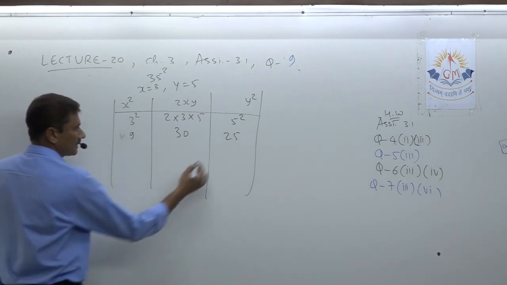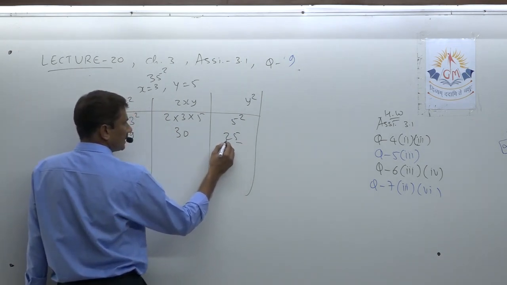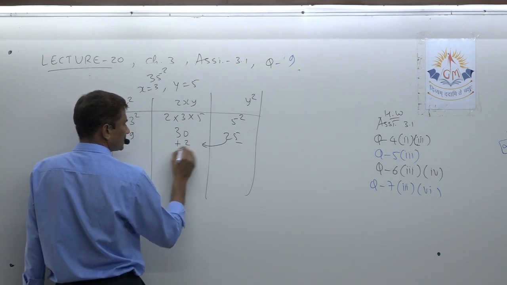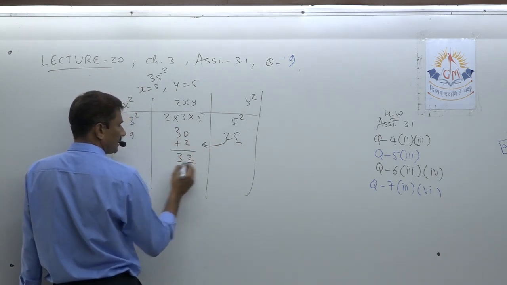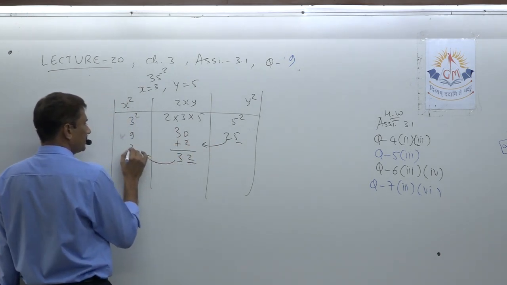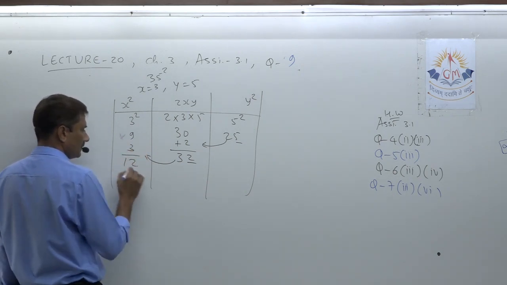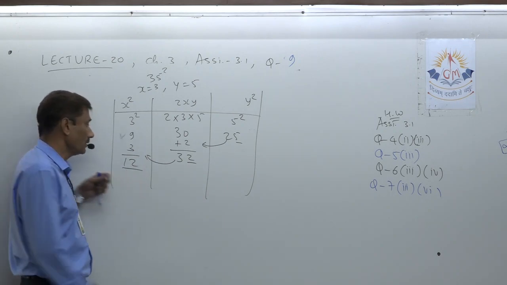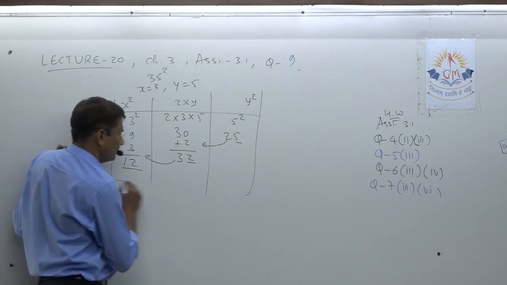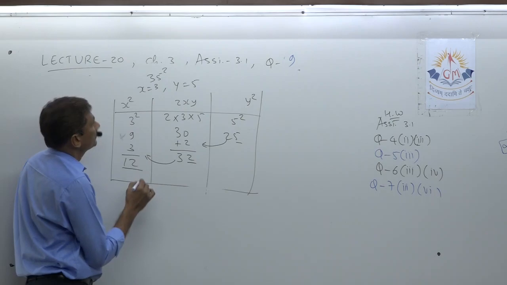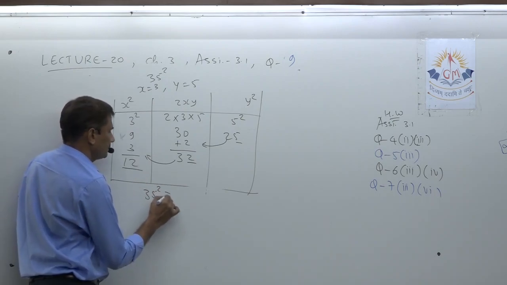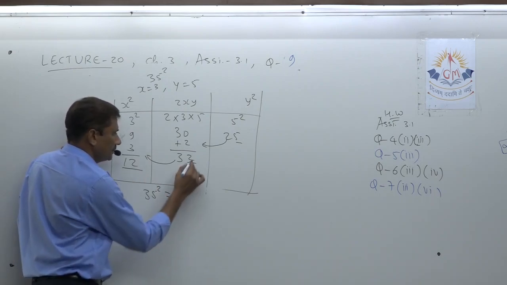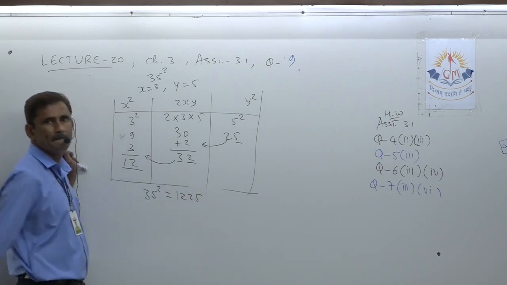Now underline the unit digit. Add 2 here. So it will be 32. Again underline the unit digit, add 3 here. So it will be 12. At last underline all. So the answer will be 35 square is equal to 1, 2, 2, 5.